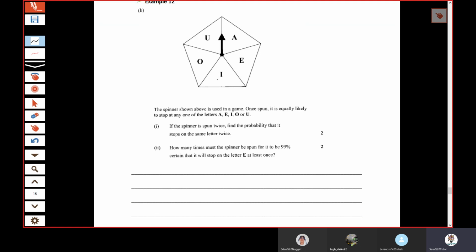Well, that would just be 1 out of 5. 1 out of 5 times 1 out of 5. So this spin on I will be 1 out of 5 times 1 out of 5, and then that can occur, or E, or this, times 5. So let's just say if it was on I, for it to land on I twice, it'll be 1 out of 5 times 1 out of 5, right? Because I and then I again. But then that could have occurred any 5 times. It could have been on O, U, A, and E. So the answer just becomes 1 out of 5.